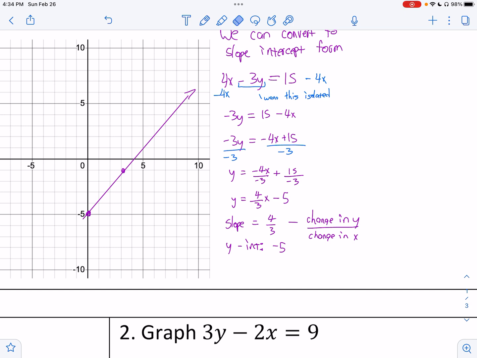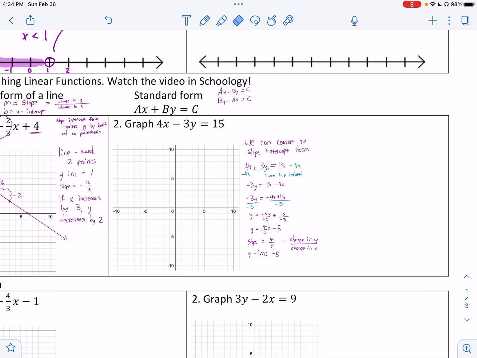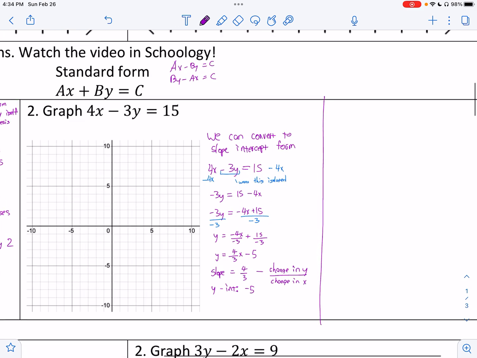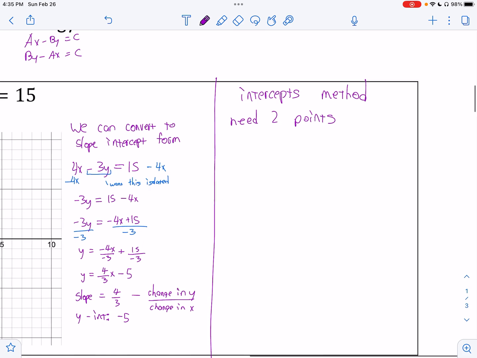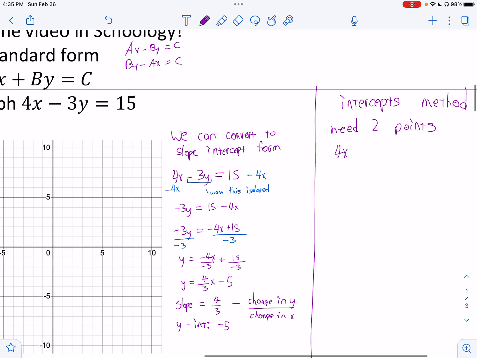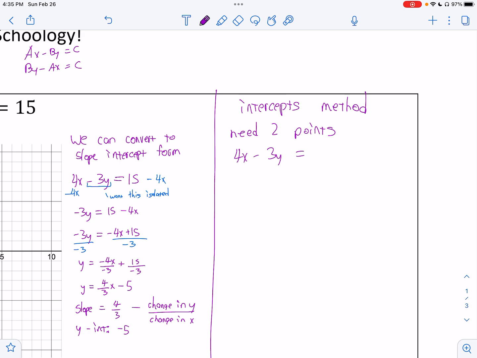Now I'm going to erase this because I'm going to show you the other way to graph it. So we said, we're going to say this is using the intercepts method. So the intercepts method, I know that I need 2 points, and then I just connect those 2 points and I have my line. So the 2 easiest points to get, I'm just going to rewrite this, 4x minus 3y equals 15. The easiest 2 points to get are my x-intercept and y-intercept.